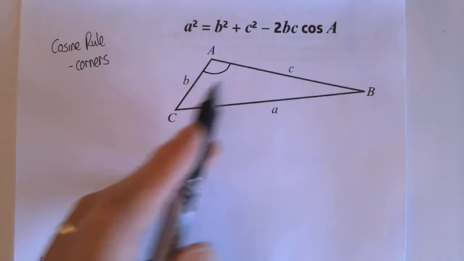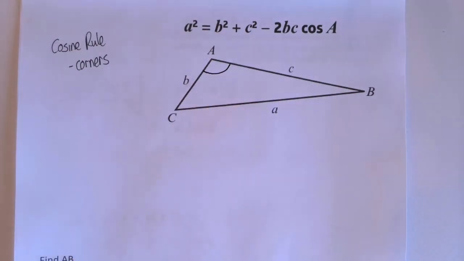And you may remember this labelling notation. We don't have any concept of opposite and adjacent and hypotenuse in a non-right angle triangle, so we just label our angles with capital letters, A, B, C, and the sides with small letters, a, b, c, and it's not random.